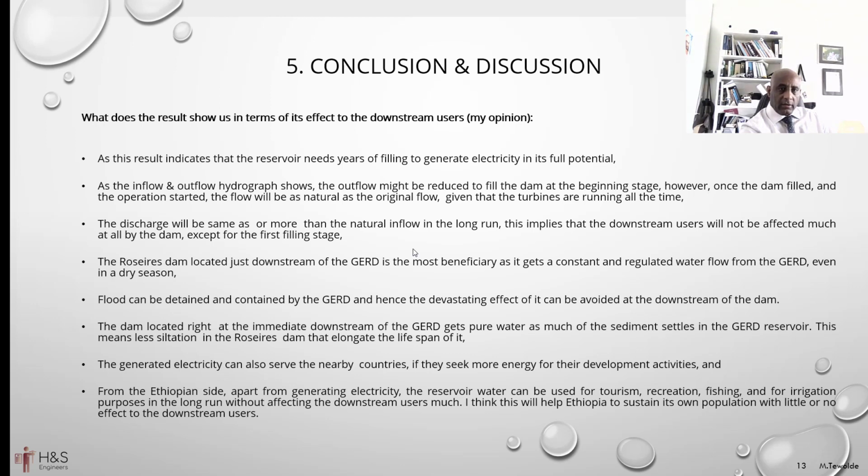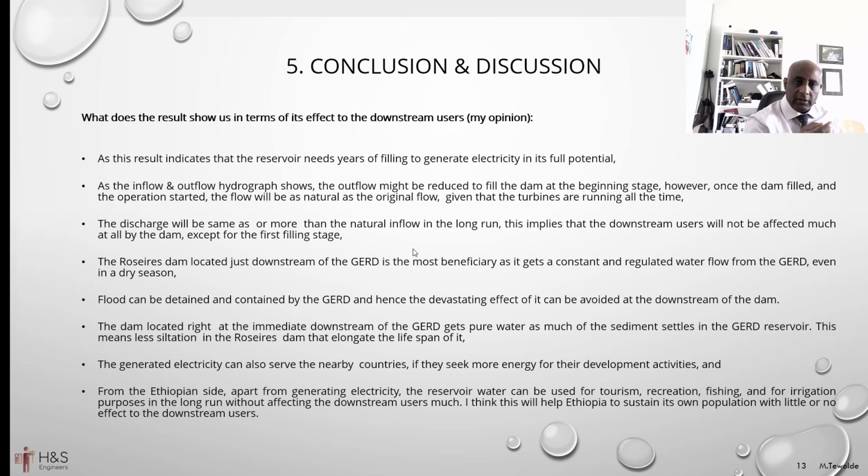Then in that low season, because the GERD dam has already stored water, it's not going to reduce the water much. It's always a regular, regulated flow. So the downstream sites still get normal water, as usual. Even in the dry season, because the inflow decreases, the downstream side will get the same regulated, full amount of water because of the dam. That is the advantage of the dam for the downstream side.